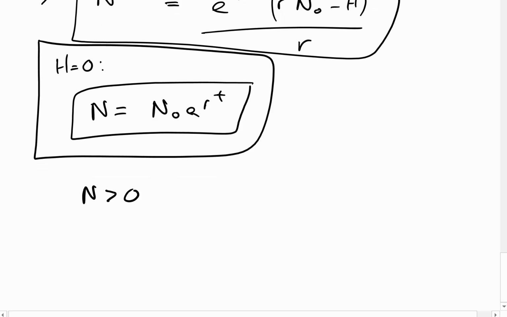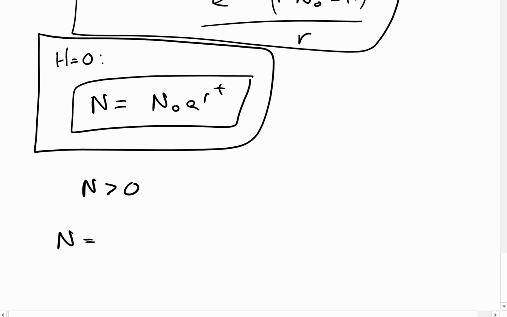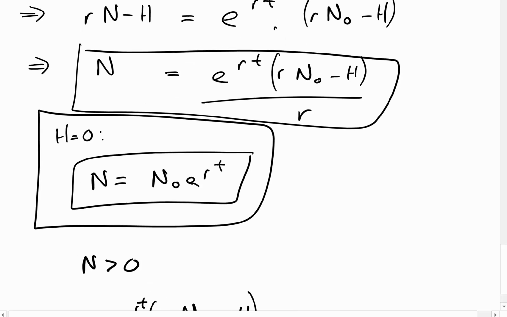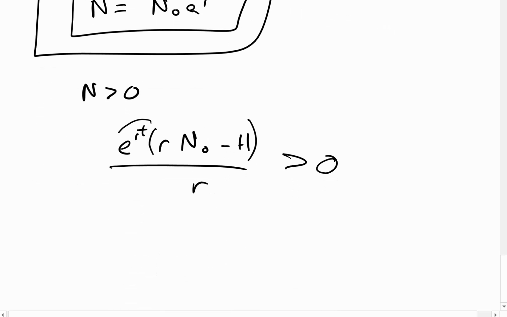So we need to ensure that this thing, n equals e to the rt times n naught minus h over r, is always greater than 0. Well, e to the rt is always greater than 0, because e to any power can never be 0 and can never be negative. So we can just ignore that, because it's not going to affect the greater than 0 part.